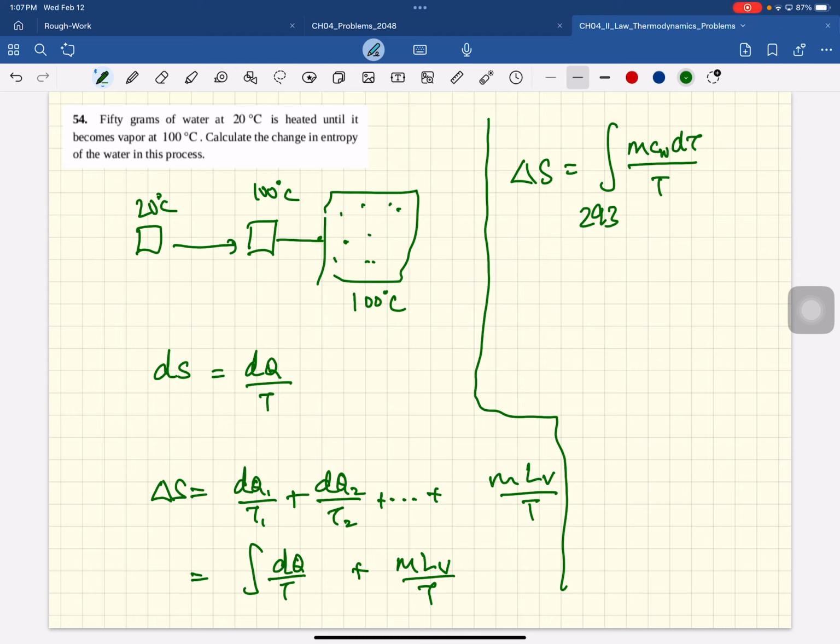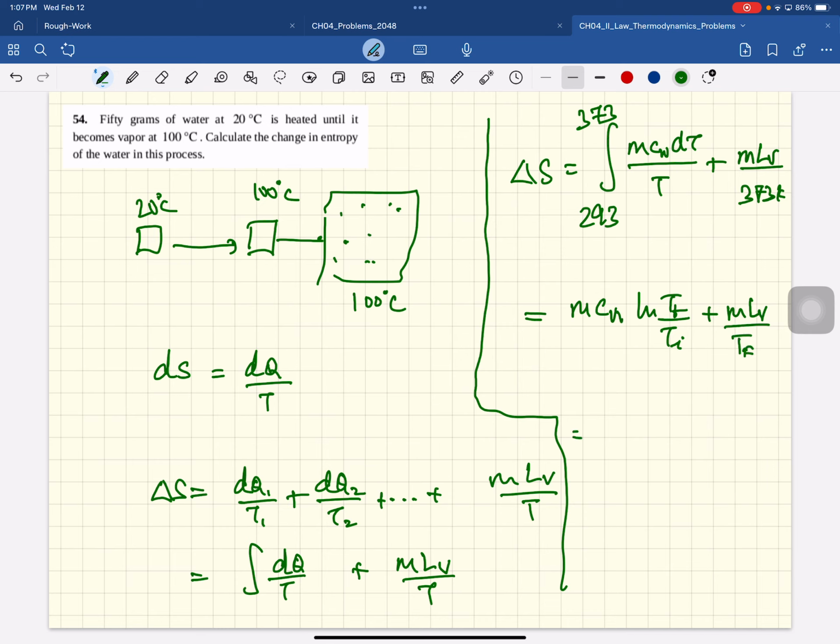Plus mL_V over 373 Kelvin. So mC log T final over T initial, plus mL_V over T final. All right, this is getting crowded, so I'll go to the next page.